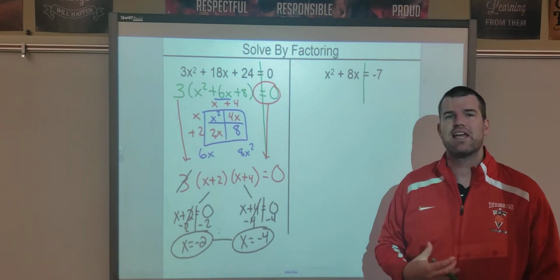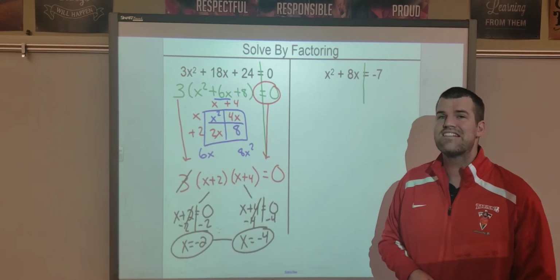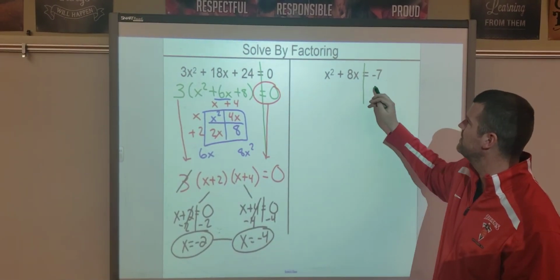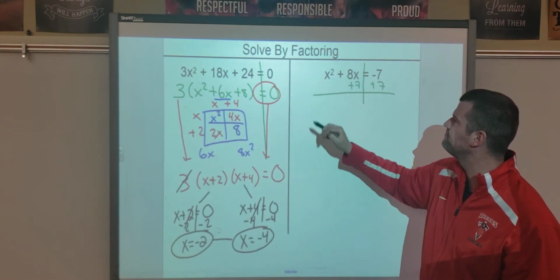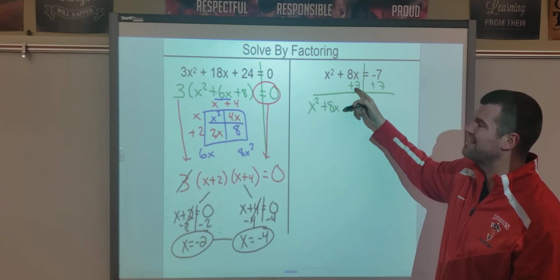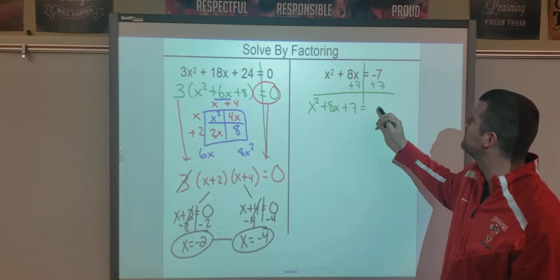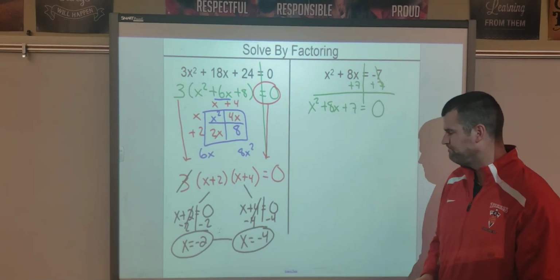What's wrong with this one? Why can't I factor it yet? That's right, we need it equal to 0. So I like that this x squared is positive, so I'm going to leave this stuff on the left. I'm going to add that 7 to turn the right side into 0. X squared plus 8x. The 7 didn't have a like term, so I'm just going to put it right there. It's my c value.